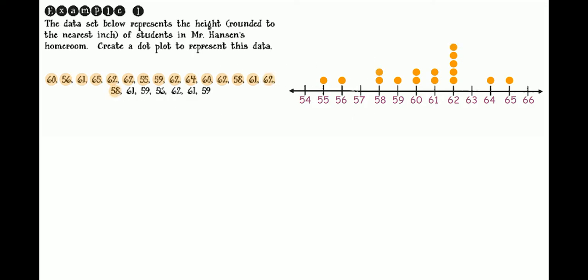58, 61 again. 59, we've got 56, 62, yet again, 61, and 59. So based off of that, we can already see what our mode or most common number is. It's 62. All right. What I'm going to do next, I'm going to draw this line around it. It just kind of gives you a sense of what the data looks like. So let's take a look. That's how you draw a dot plot.